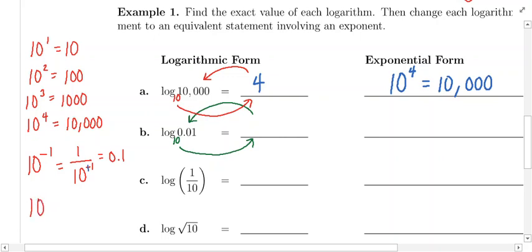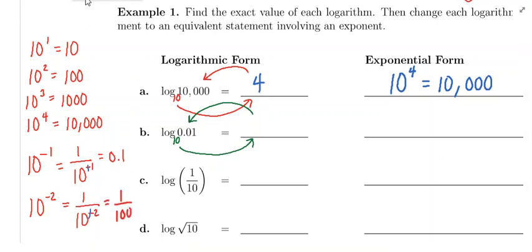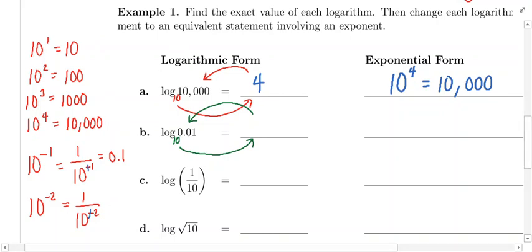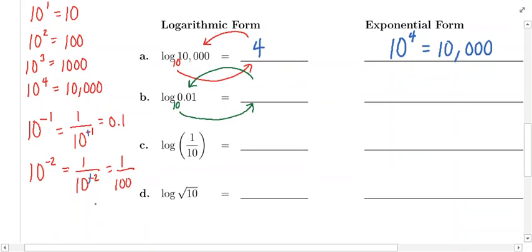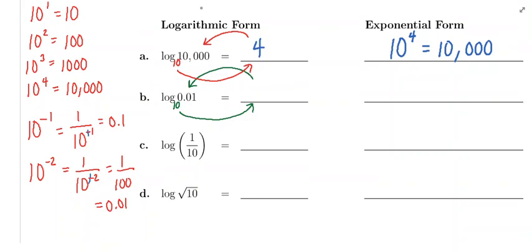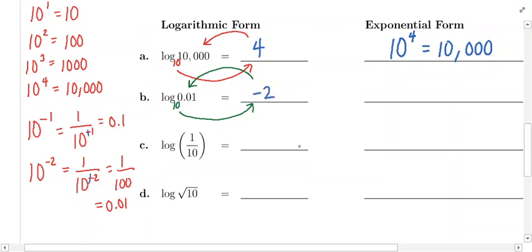If we did 10 to the negative 2, that's 1 over 10 to the negative 2, change the sign of the exponent. So it's going to be 1 over 100. And that's giving us the number that we desire. This is 0.01. So the answer here is -2. That's the answer to the logarithm.